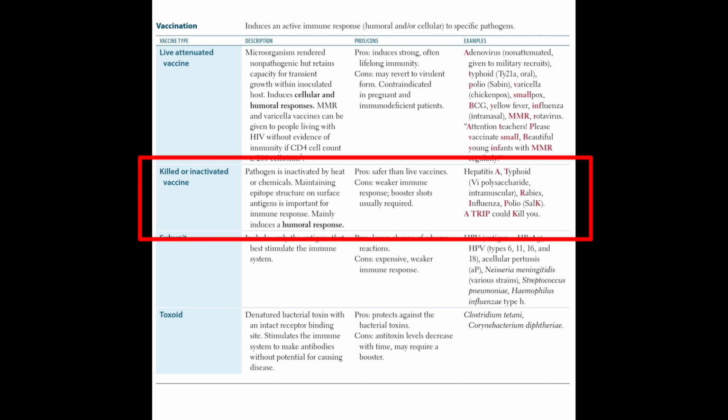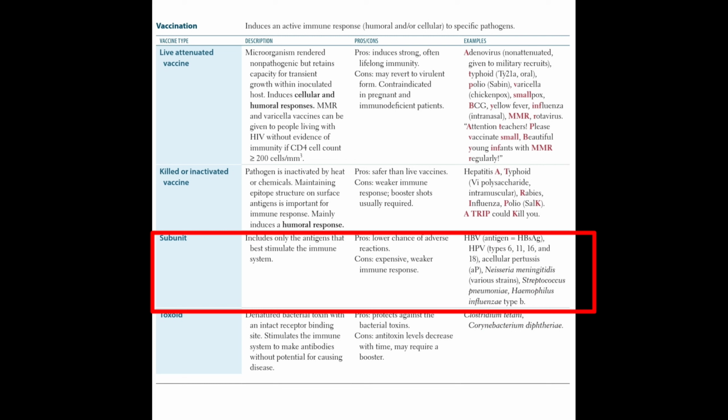So you should really differentiate between the examples of the live attenuated vaccine and the killed vaccine. The typhoid vaccine can be both live attenuated or killed. In typhoid, Ty21a is the live attenuated vaccine, whereas the Vi polysaccharide typhoid vaccine is the killed or inactivated one. The polio Sabin is the live attenuated vaccine, whereas the polio Salk is the killed or inactivated vaccine.